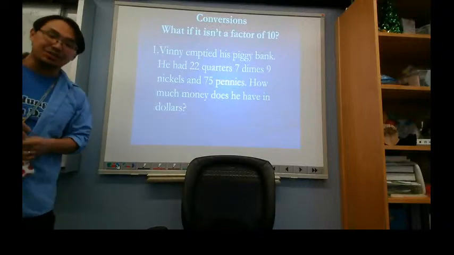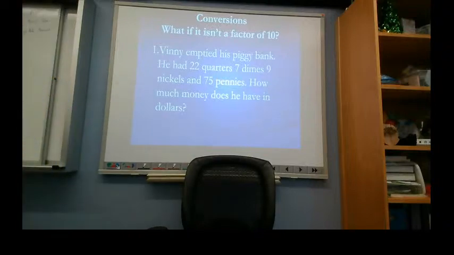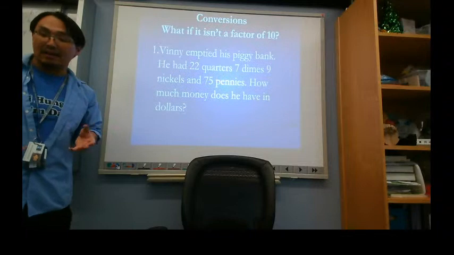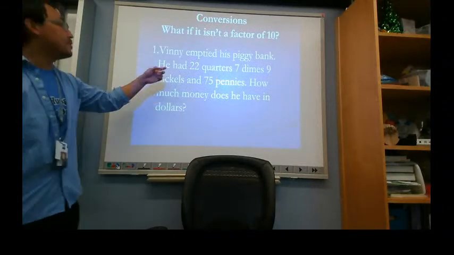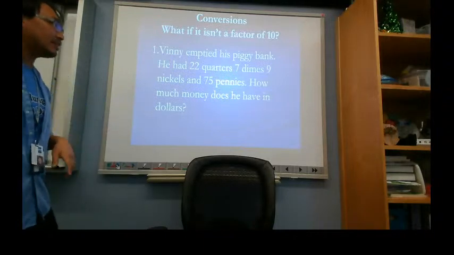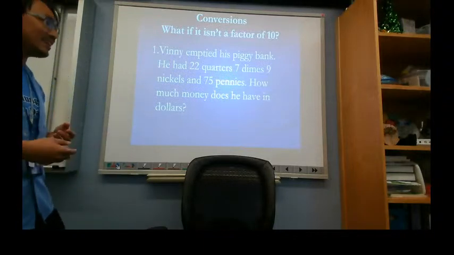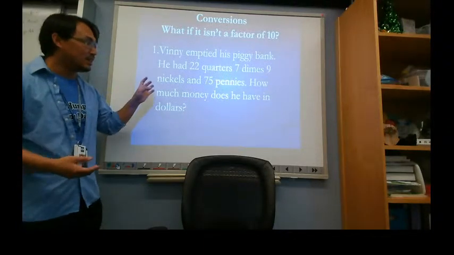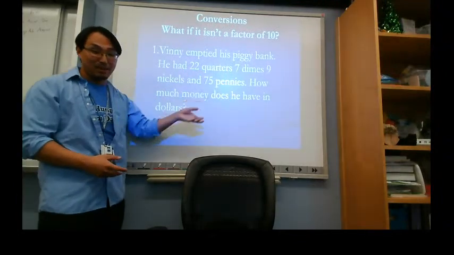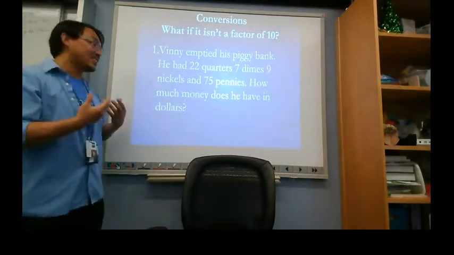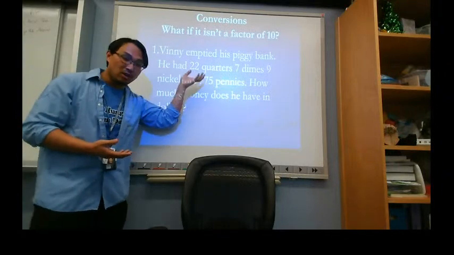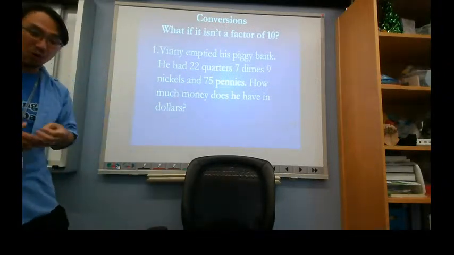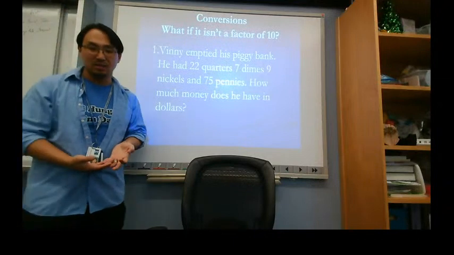All right, now the last thing is what to do when you have a unit that isn't a factor of 10. So Vinny emptied his piggy bank. He had 22 quarters, 7 dimes, 9 nickels, and 75 pennies. So he had a bunch of money. That's a lot of money there. How much money does he have in dollars? He wants to convert all of this money into dollars. Well, how would you do that?